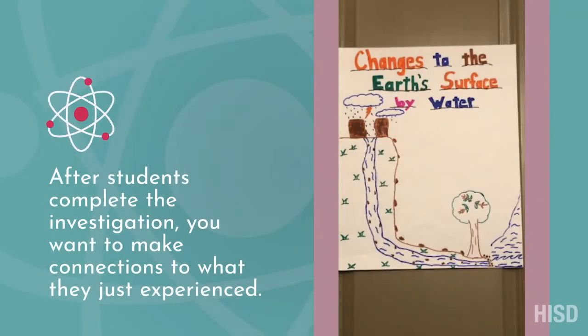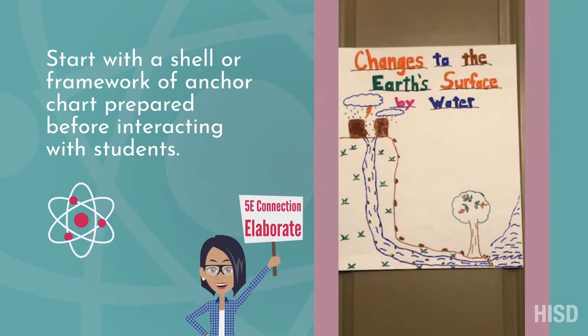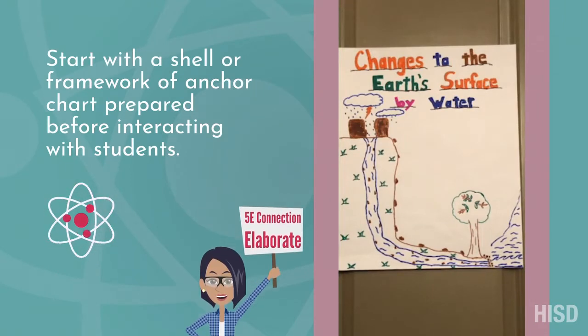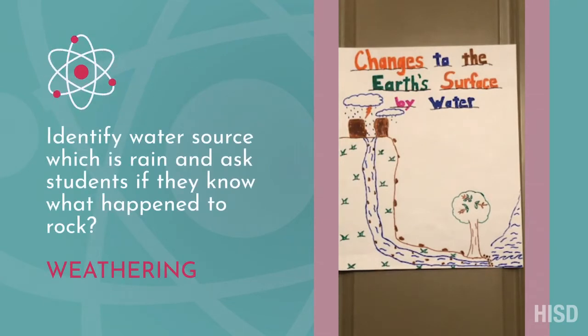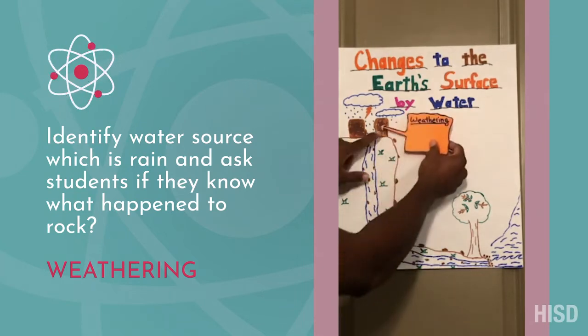After students complete the investigation, you want to make connections to what they just experienced. As you see, I have the shell or framework of an anchor chart prepared before interacting with students. I have the title, Changes to the Earth's Surface by Water. We will start by identifying the water source, which is rain, and ask students what they notice happened to the rock. Students would say something along the lines as, water caused the rock to break. We would give it a name, weathering.